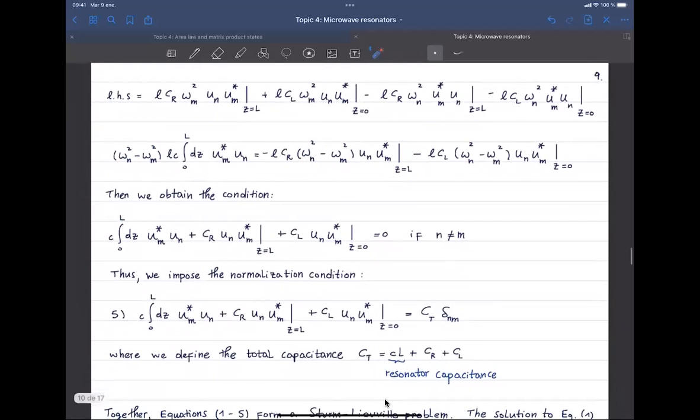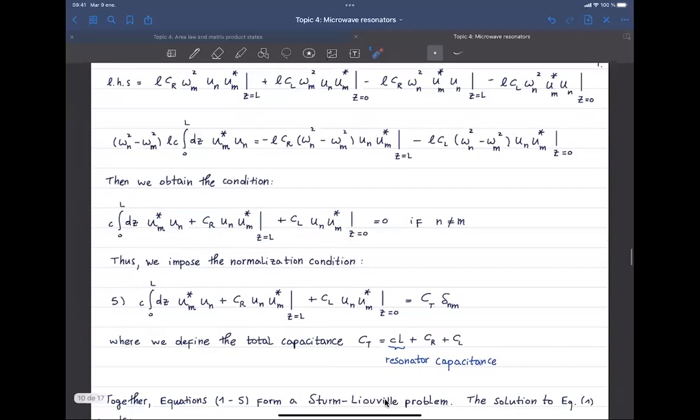But also we impose the normalization condition. So you see, this is the capacitance per unit length, and this is the integral. So this is the inner product. Somehow this is related with the capacitance at the bulk, and then we have something related with the capacitance on the right hand side and at the left hand side of the transmission line. So CR, CL. And then we impose this. This is something that we impose.